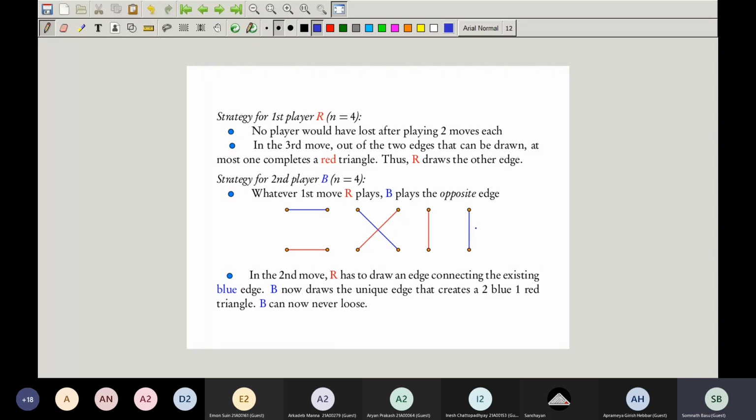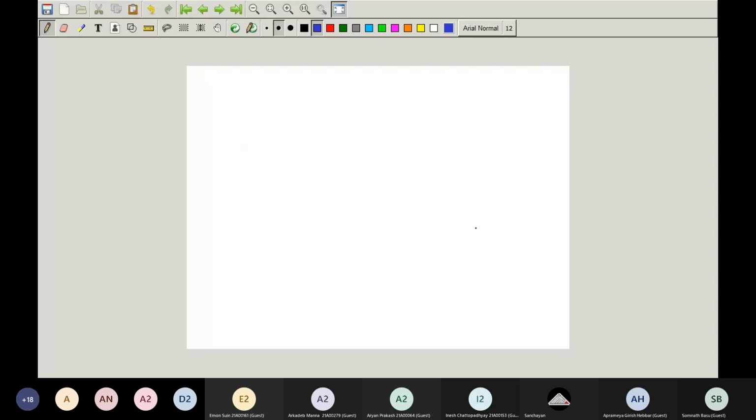Okay. So that's it. So n equal to 4 was not that bad, but it's not that interesting either. Basically you play a couple of times, you know what you're doing, and you just lose interest. So what about n equal to 5? Let's play a little game.